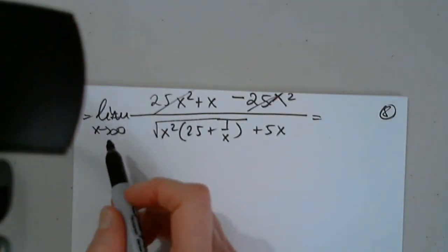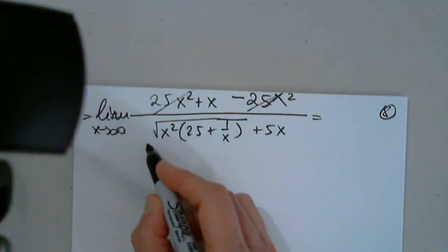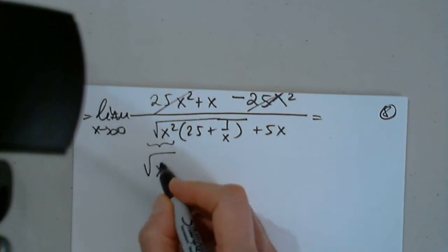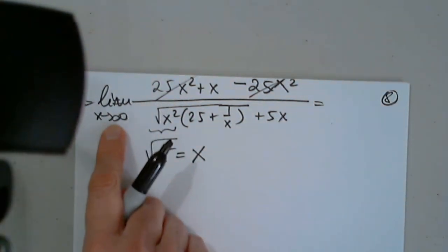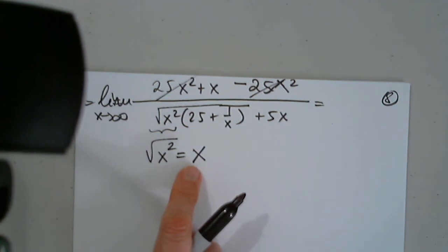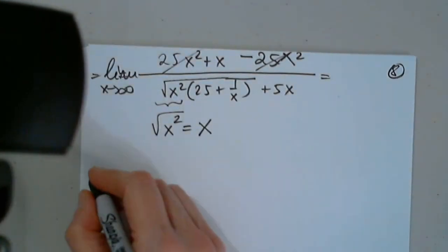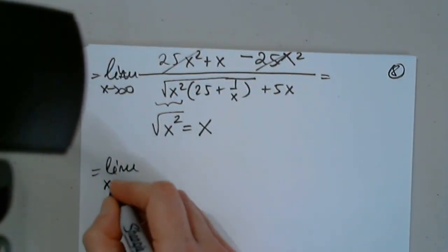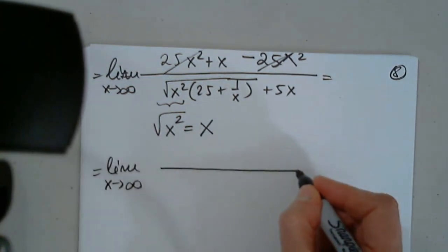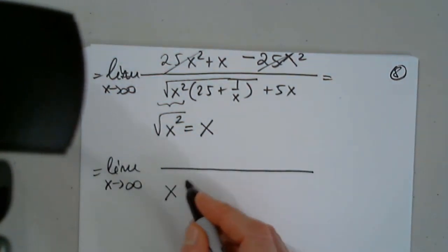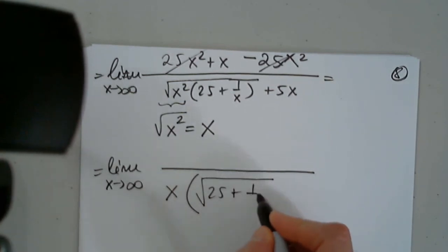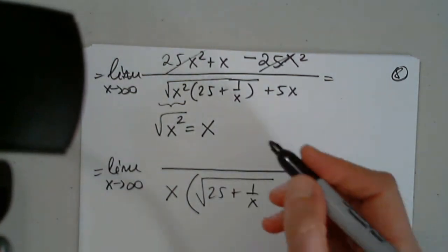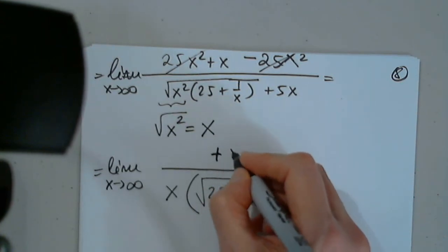And now, because x approaches infinity, this piece, the square root of x squared, changes into x. If x would approach negative infinity, it would have changed into negative x. So we continue with limit as x approaches infinity. Because it's x, I can already factor it out as the square root, 25 plus 1 over x and plus 5. And the numerator is positive x.